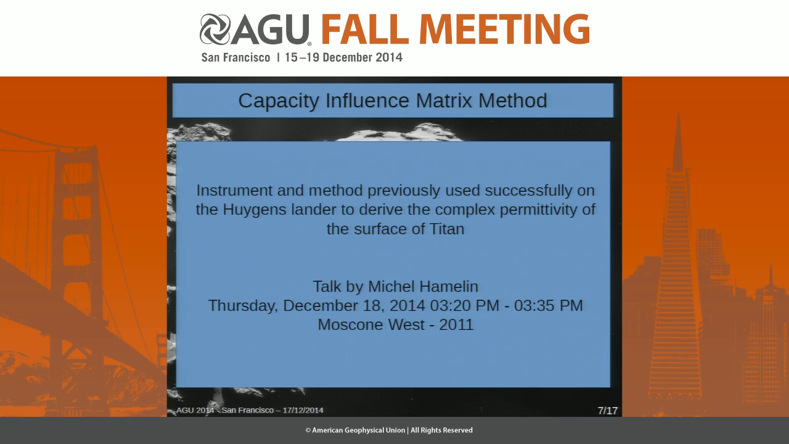It was an instrument that has already been used previously on the Huygens lander to derive the complex permittivity of the surface of Titan. If you're more interested in that, there's a talk by Michel Hamelin tomorrow where he revisits a bit of the data from that instrument.